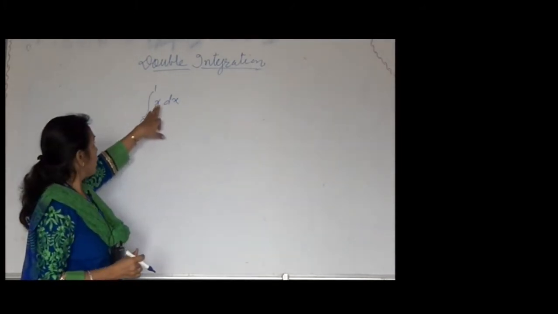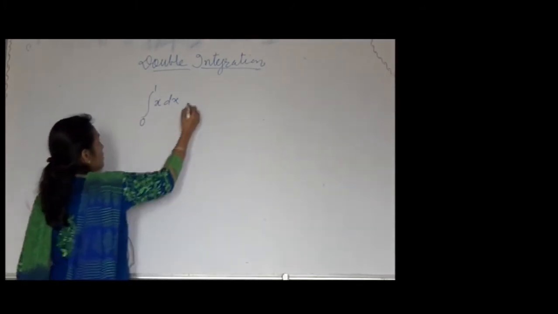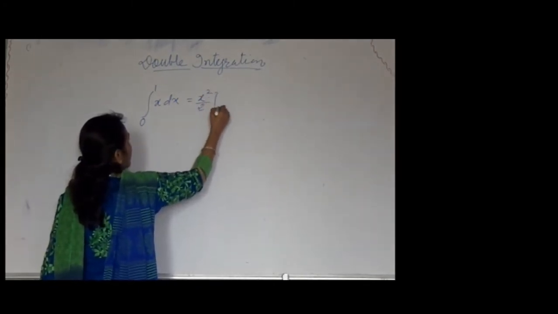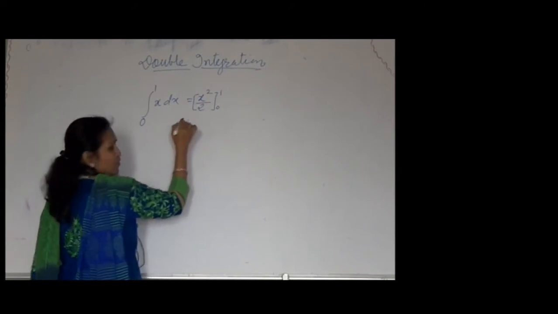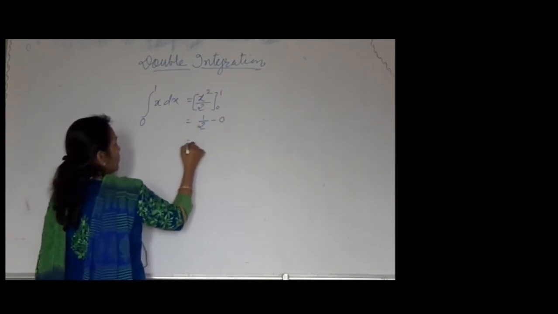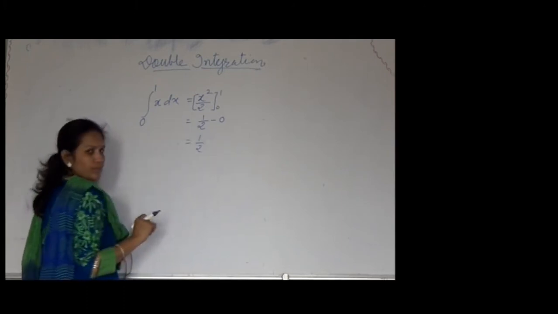Now how to integrate this? This is nothing but x square by 2, limits are 0 to 1, substitute the upper limit, 1 by 2, minus 0, nothing but the answer is 1 by 2.